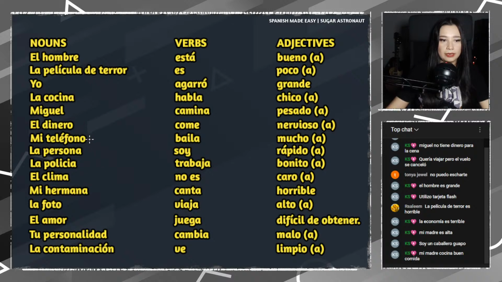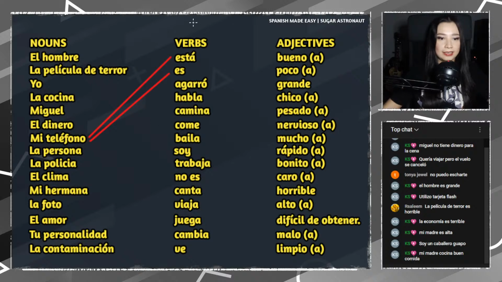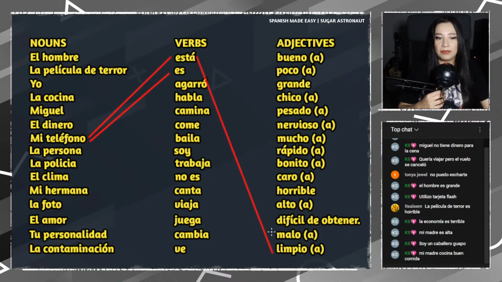Okay, the next one, mi teléfono. Mi teléfono, my phone. You can use, again, these two. And you're saying my phone is, I don't know, dirty, clean. I know, it's kind of a silly example, but it happens, right? Mi teléfono está limpio. My phone is clean. Okay? Mi teléfono es chico. My phone is small.